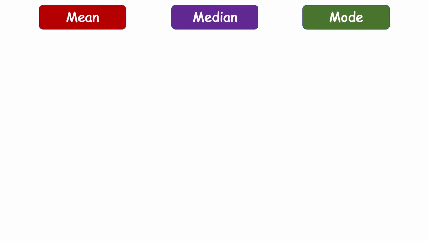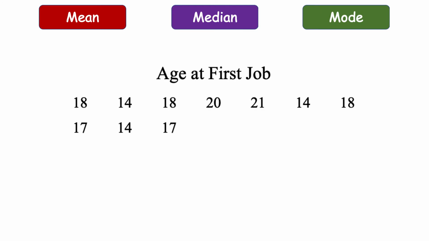So feel free to keep watching or try out the worksheets and then just work along with this video if you'd like. So let's say you went out, you surveyed some people, asked them how old they were when they got their first job. Some people said 14, some people said 18, one person said 21. So this is the data that you're working with.